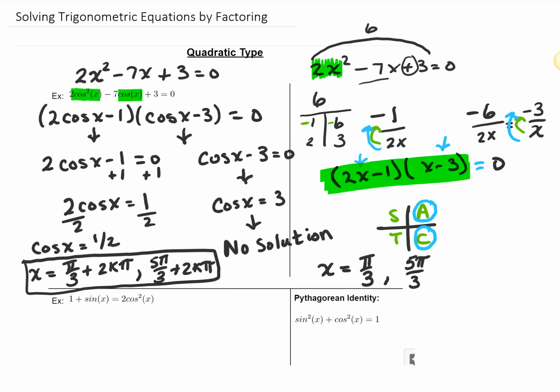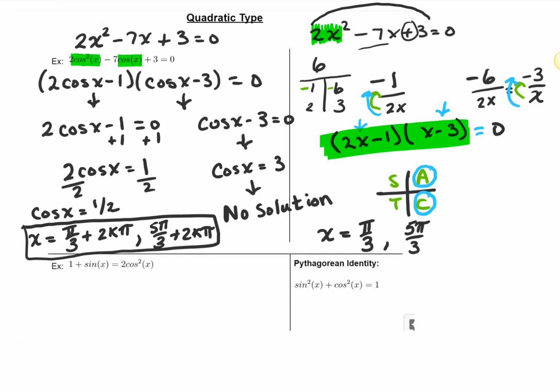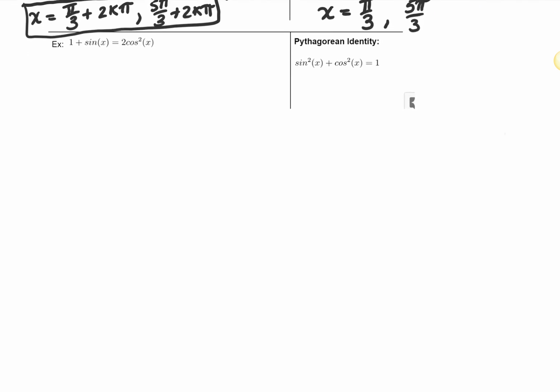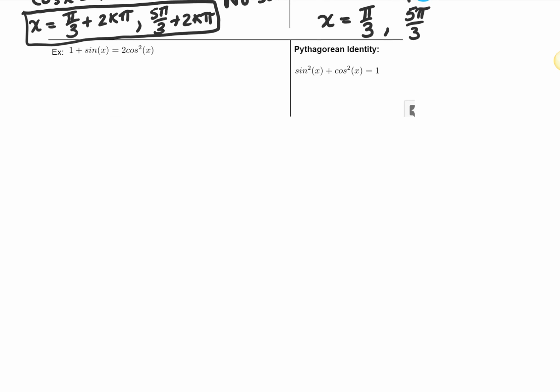Let's go ahead and take a look at another example, and I really like these quadratic types. We're going to have to do a little more fancy footwork here in terms of using the identities, because in this case, I've given a suggestion that we probably need to use a Pythagorean identity. But let's go ahead and take a look. Looking at this one, it says 1 plus the sine x equals 2 cosine squared of x.